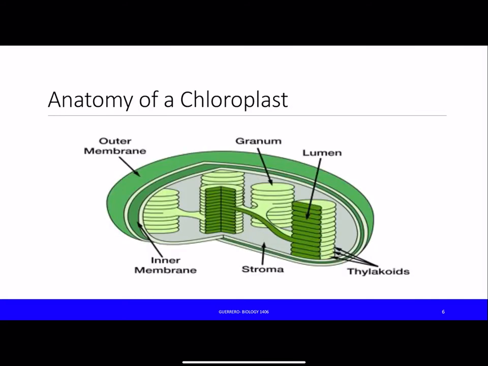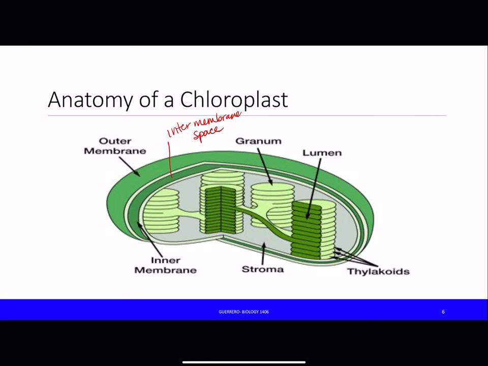So this is what a chloroplast looks like. This is the cartoon version of what a chloroplast looks like. And we're going to talk about some of the major parts and pieces here. So your chloroplast has two membranes, an inner membrane and an outer membrane. And those membranes don't touch. There is a space between them that we call the intermembrane space.